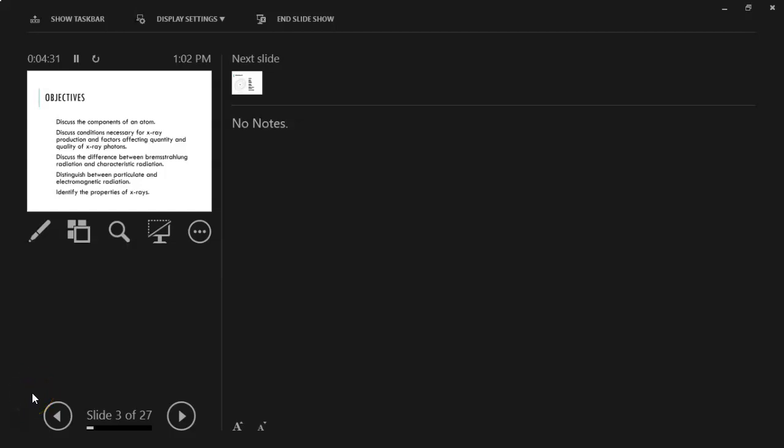Objectives are: discuss the components of an atom, discuss conditions necessary for X-ray production and factors affecting quantity and quality of X-ray photons, discuss the difference between Bremsstrahlung radiation and characteristic radiation, distinguish between particulate and electromagnetic radiation, and identify the properties of X-rays.